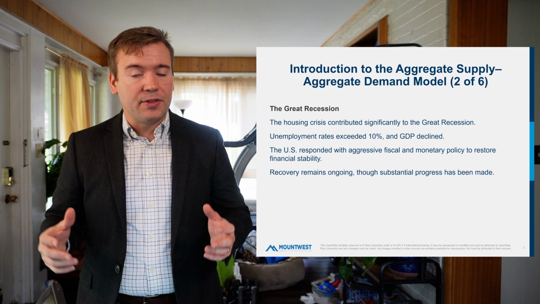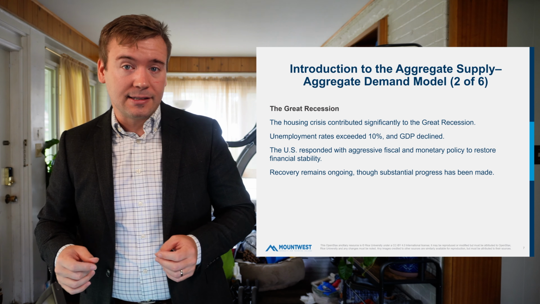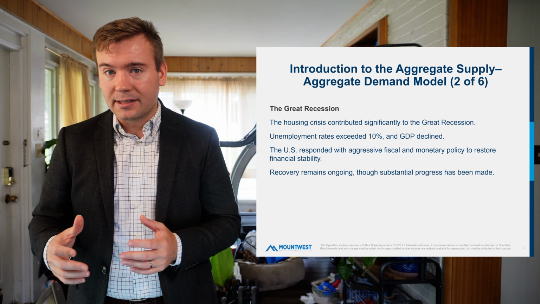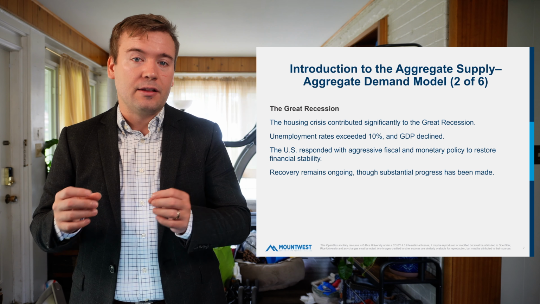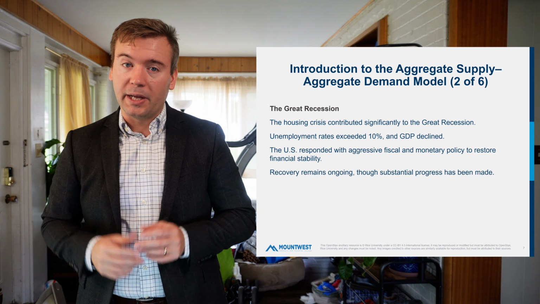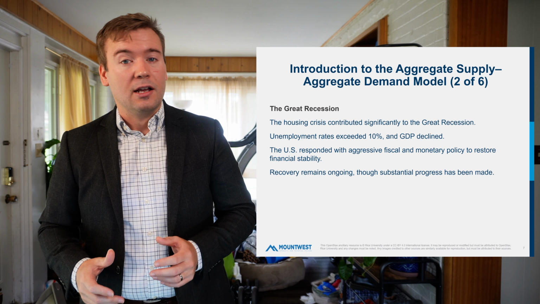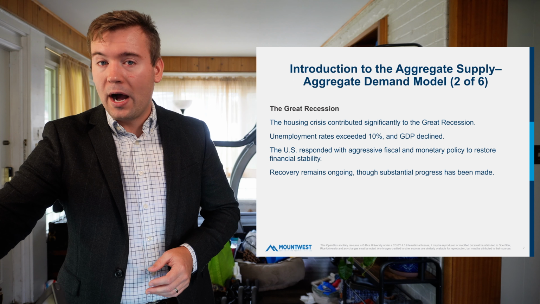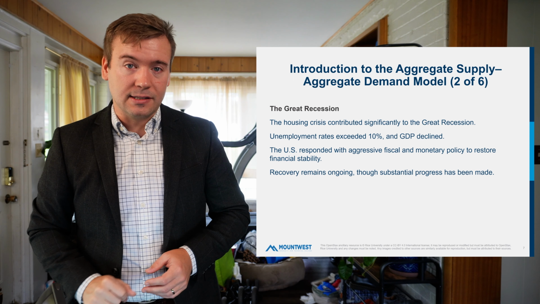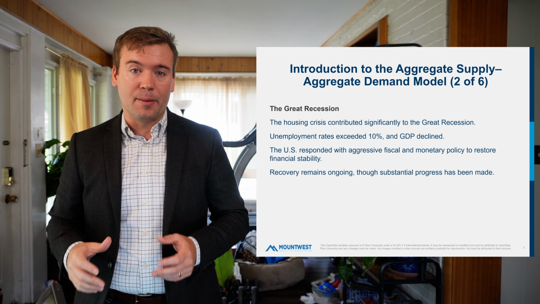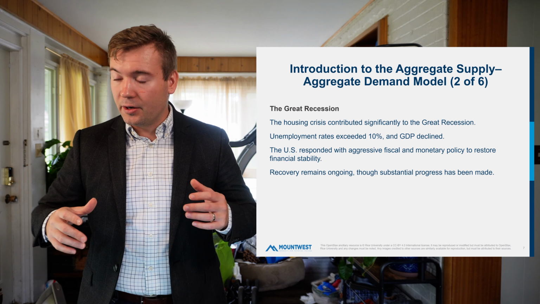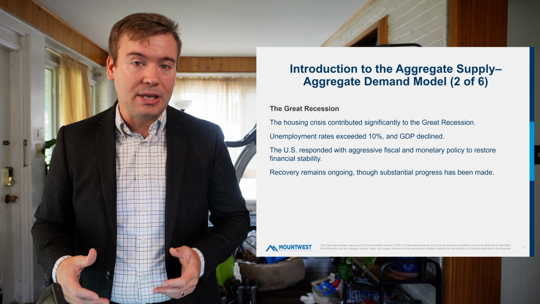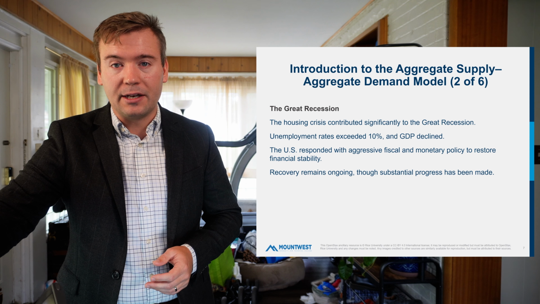The bursting of the housing bubble and the ensuing crisis in the financial markets were not really that isolated. There were major catalysts for what became known as the Great Recession. This period, from late 2007 to mid 2009, saw a severe economic downturn in the United States, leading to widespread job losses and a significant contraction in economic output. Unemployment rates soared, reaching over 10%, and the nation's GDP experienced a substantial decline during this period.